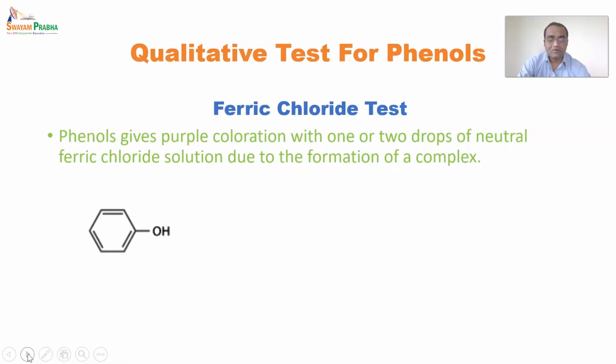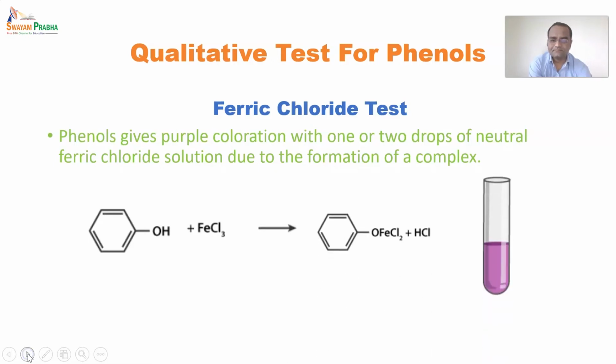So particularly when it is phenol, it gives a purple coloration, and some phenol derivatives give a violet coloration. Depending on the phenol, it can be identified what type of coloration it gives. Here we are talking only about phenol, when two or three drops of neutral ferric chloride are added, it forms a complex, and this purple color is given by the compound, from which phenol can be confirmed.